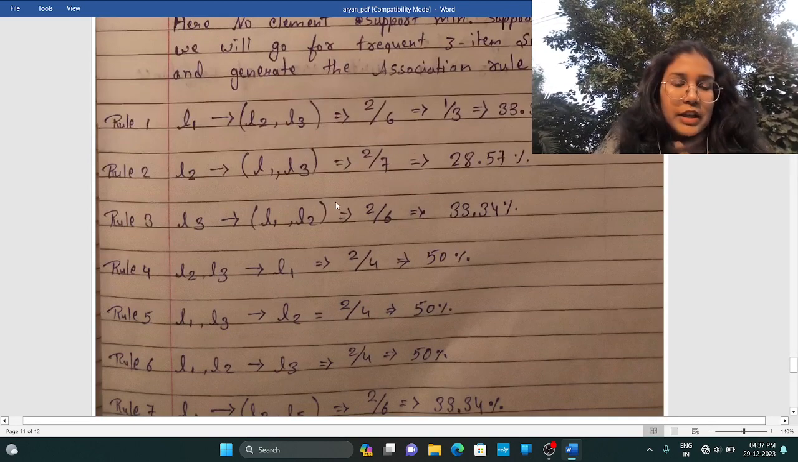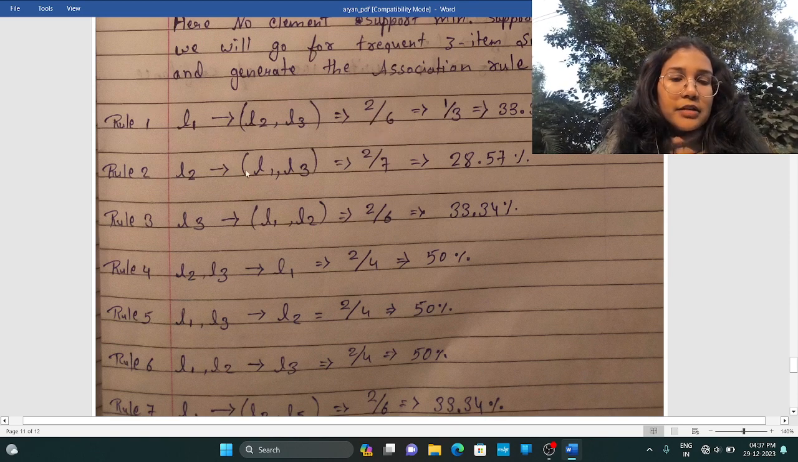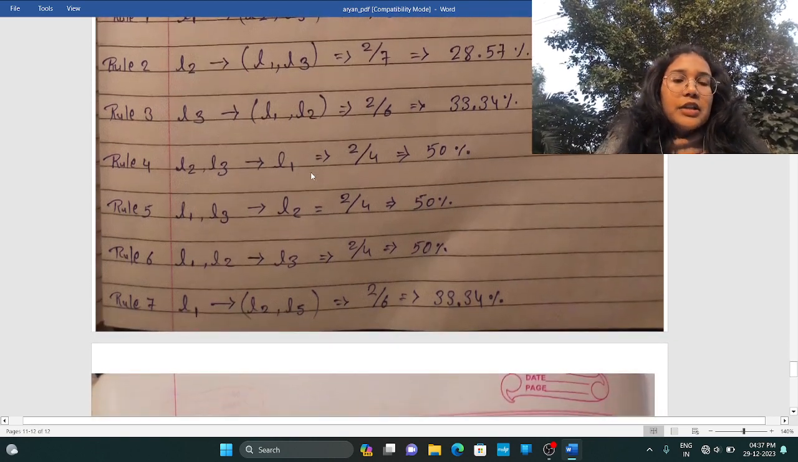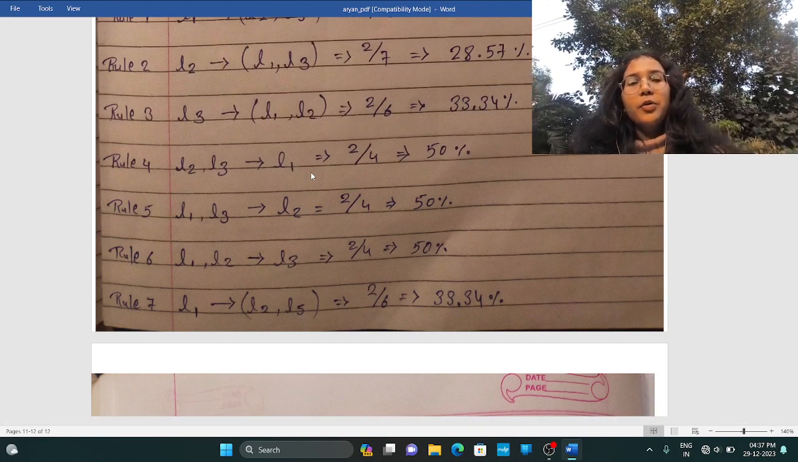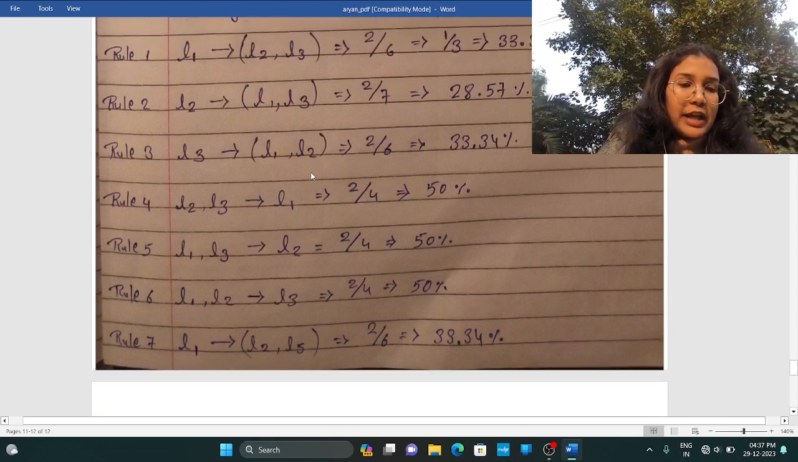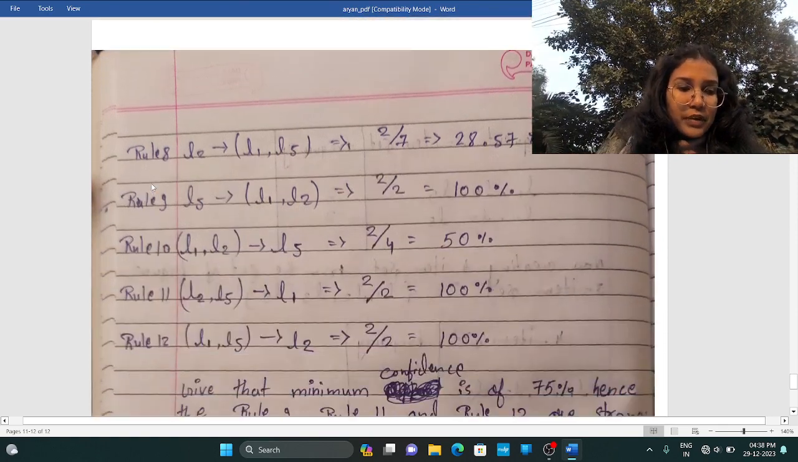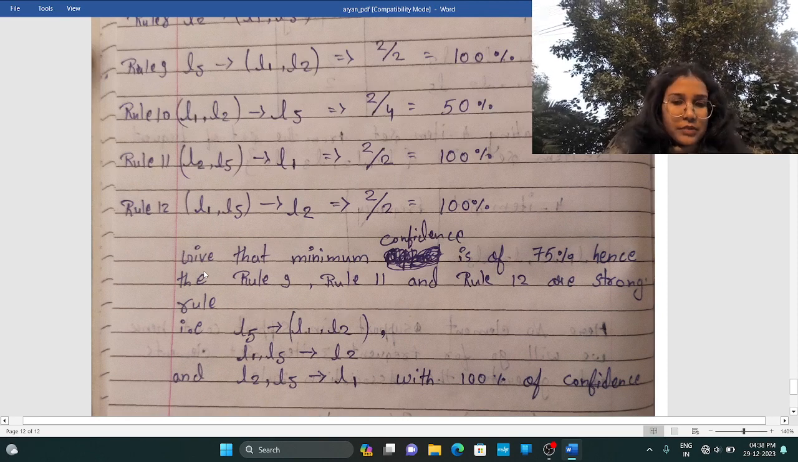Rule 1: L1 implies L2 and L3 is 2 by 6, which is 33.34%. L2 implies L1 and L3 is 28.57%. L3 implies L1 and L2 is 33.34%. L2 and L3 implies L1 is this. Then again rule 5, rule 6, rule 7, and we have 12 rules, and we got the result.